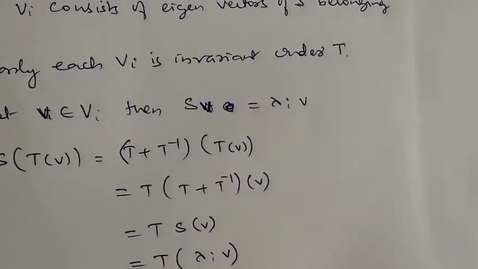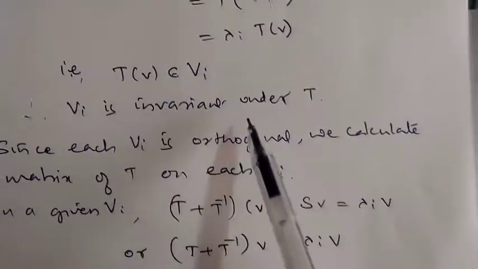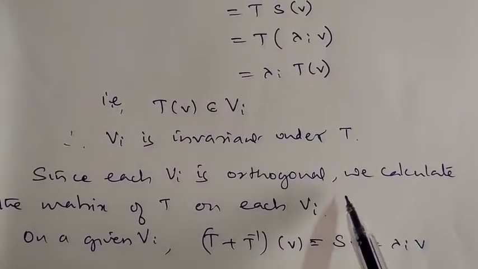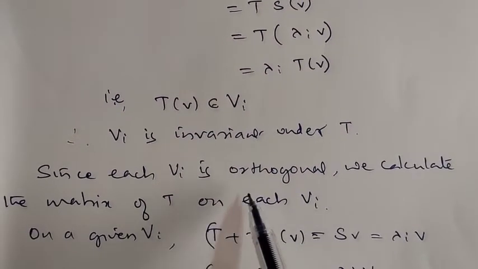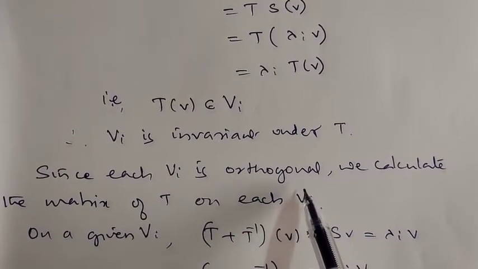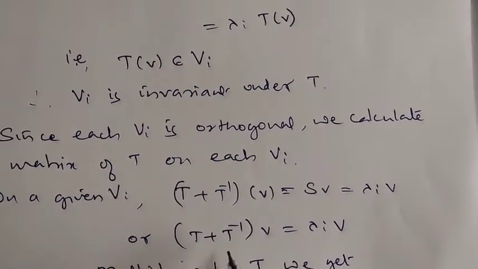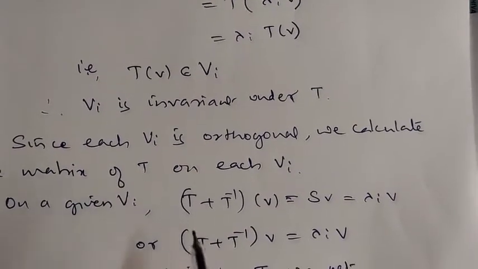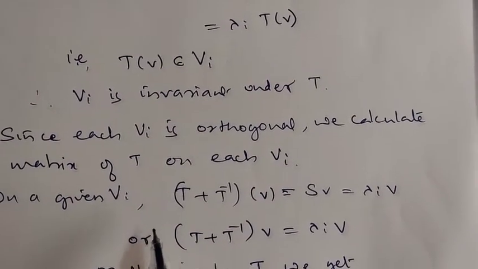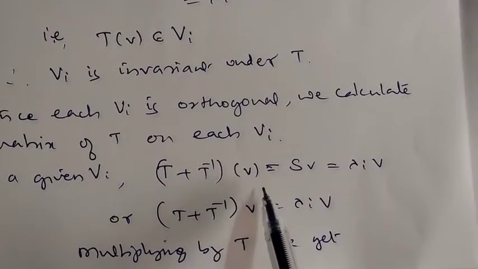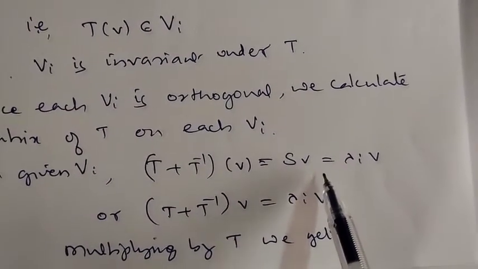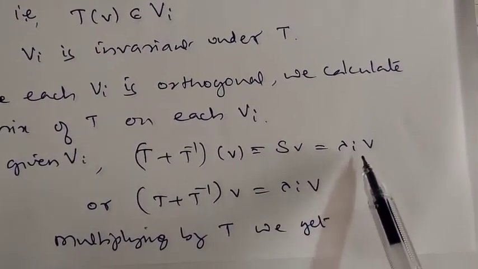Since each of these Vi's is invariant under T, and each Vi is orthogonal also, we calculate the matrix of T on each of these Vi's. On a given Vi, T plus T inverse of v is S of v, and S of v is lambda times v.